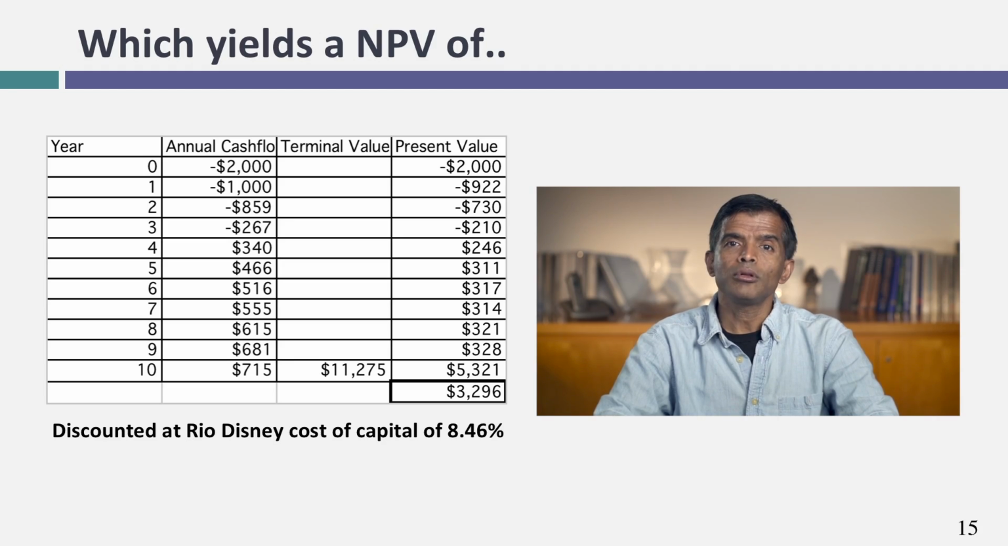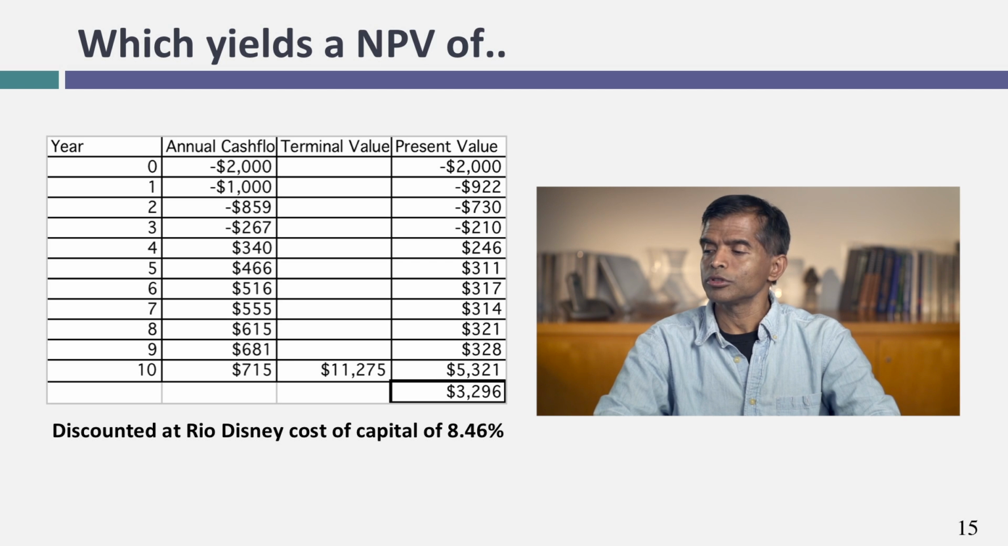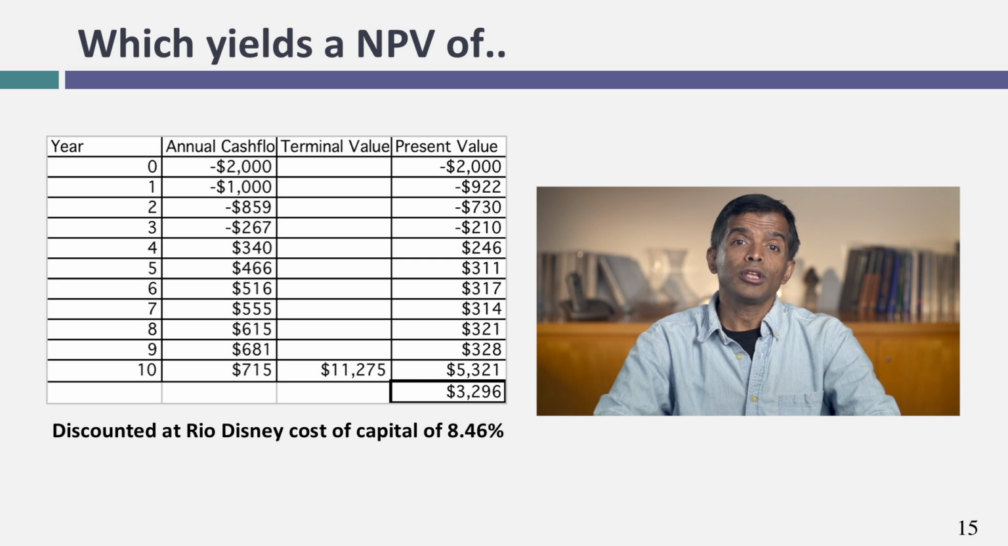But what I've done by doing this computation is brought in what happens after year 10 into my cash flows without explicitly having to estimate year 11, year 12, year 13, etc. I'm now ready to compute the net present value of this theme park. What you see on this table are my incremental cash flows every year for the next 10 years that came from the previous table, the $11,275 million, which is my estimate of this theme park as a going concern after year 10, and the present value at the cost of capital of 8.46%. The net present value that I get for this theme park is roughly $3.3 billion.